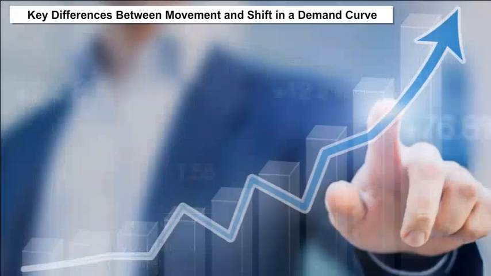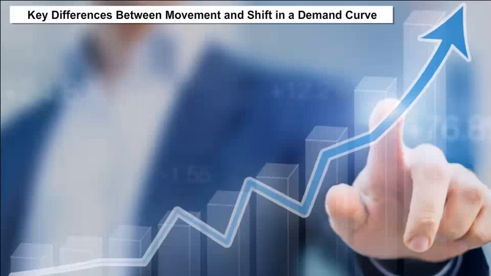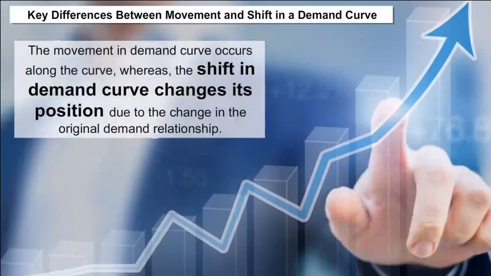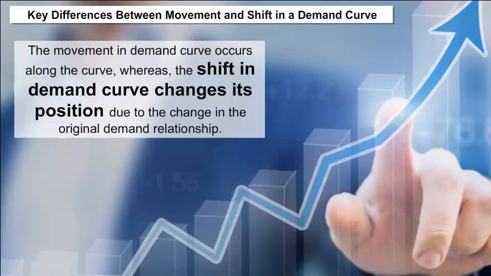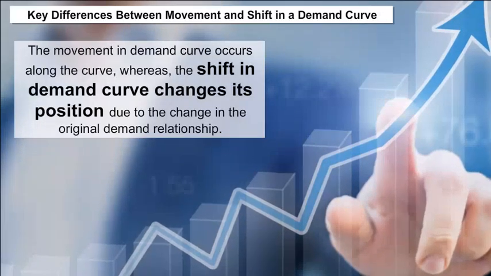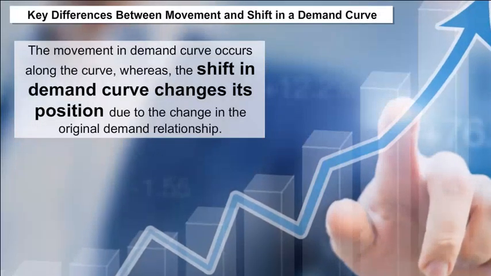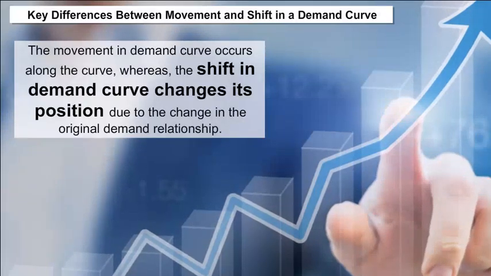Key differences between movement and shift in a demand curve. The movement in demand curve occurs along the curve, whereas the shift in demand curve changes its position due to the change in the original demand relationship.